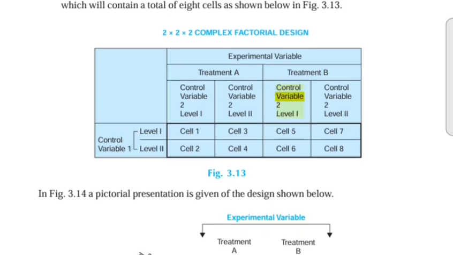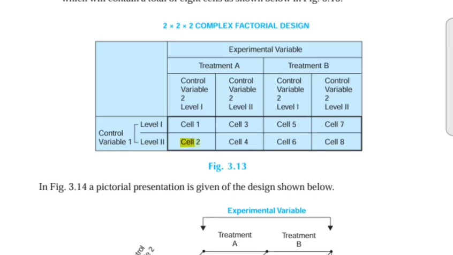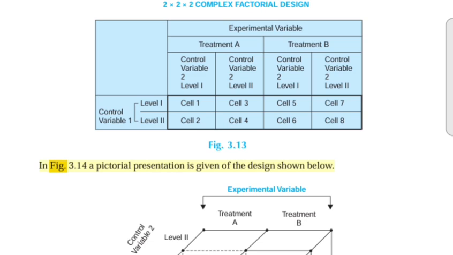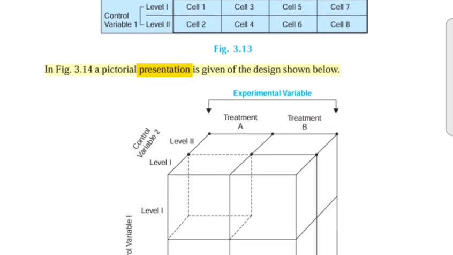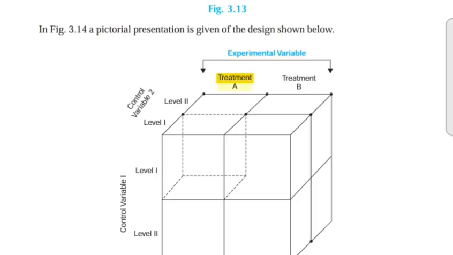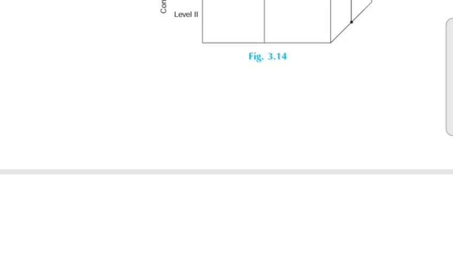Treatment B, control variable 2, level 1 cell 5, control variable 2, level 2 cell 7, level 2 cell 2, cell 4, Fig. 3.13, cell 6, cell 8. In Fig. 3.14 a pictorial presentation is given of the design shown below. Experimental variable treatment A, level 2, level 1, control variable 1, level 2, treatment B, Fig. 3.14, control variable 2. Research Design 51.